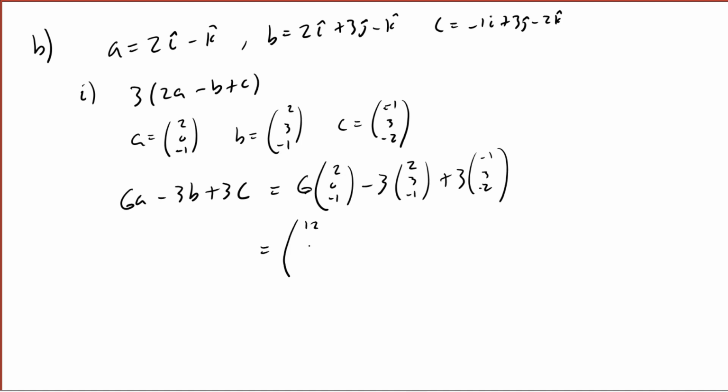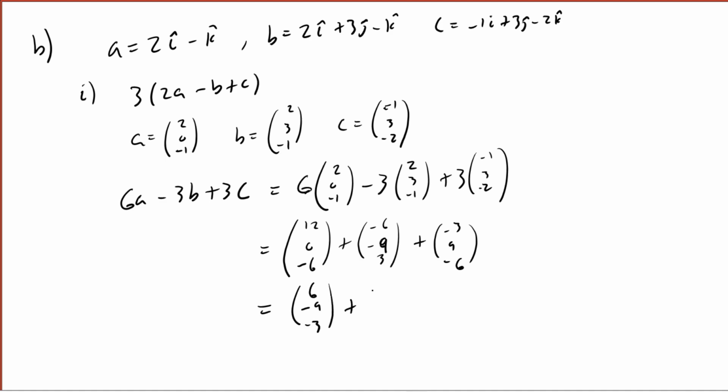That's going to be 12, 0, minus 6, plus minus 6, minus 9, 3, and then we have plus minus 3, 9, minus 6. And we add them all together. Or I add the first two first. We have 6 minus 9 minus 3. I end up with 3, 0, minus 9.